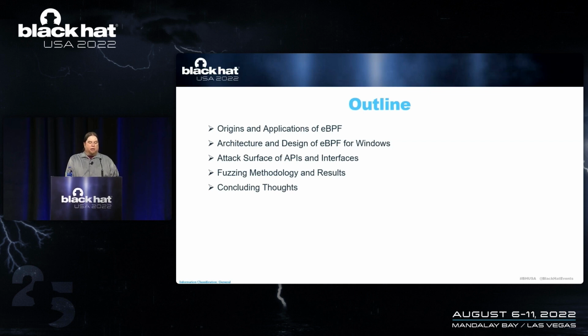Today we're going to talk about what eBPF is in general, what are the origins and applications of this technology stack. This talk in particular is going to focus on a new implementation of eBPF that's now coming to the Windows platform. We'll do a deep dive into the APIs and attack surfaces that are available to security review. Then we'll talk about how we went through each layer of this technology stack to do fuzzing and a little bit of code auditing, and talk about some bugs that we found. And then I'll leave with some concluding thoughts on where I think this technology is going and what it means for everybody in the room.